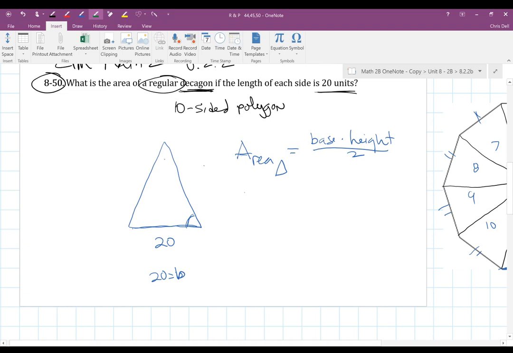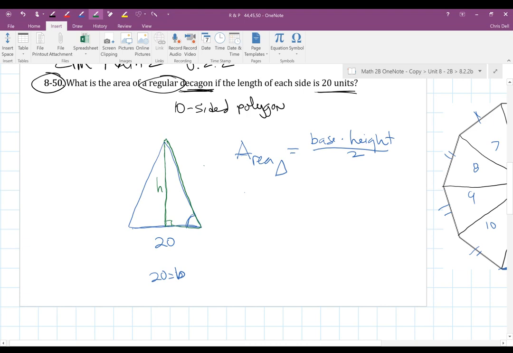Remember, if I draw in the height of this triangle, what I just did is I now have this 90-degree angle, this right triangle. So I want to use right triangle trig to determine my height, my h.